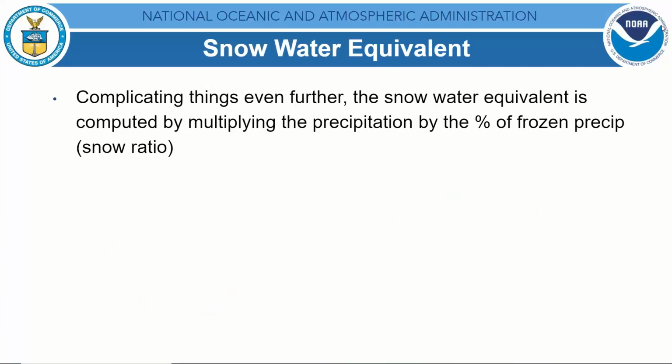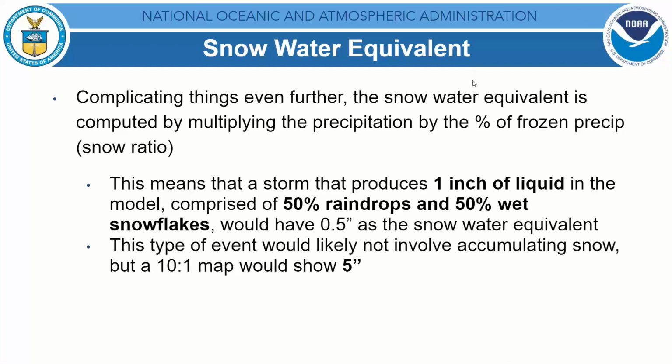So now complicating things even a little bit further, the snow water equivalent is computed by multiplying the precipitation by the percent of frozen precip, the snow ratio. So that means a storm that produces 1 inch of liquid in the model, say it's composed of 50% raindrops and 50% wet snowflakes, would have ½ an inch as the snow water equivalent. So this type of event probably wouldn't have accumulating snow if you're talking a mix of rain and wet snowflakes, but a 10-to-1 map would show 5 inches. So obviously that's well overdone. So again, it's multiplying the precipitation amount by the percent of frozen precip, the SLR.